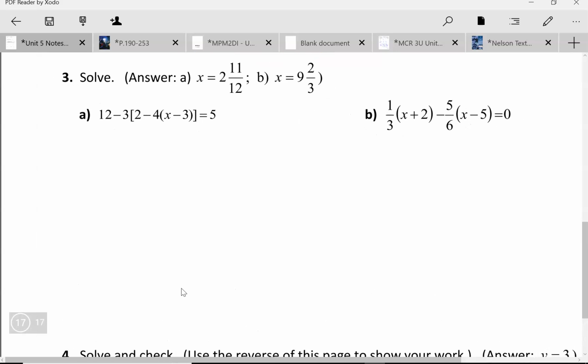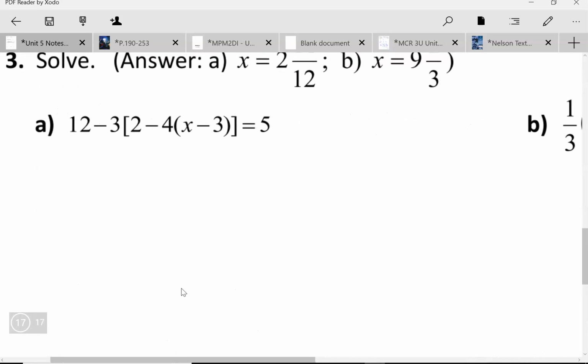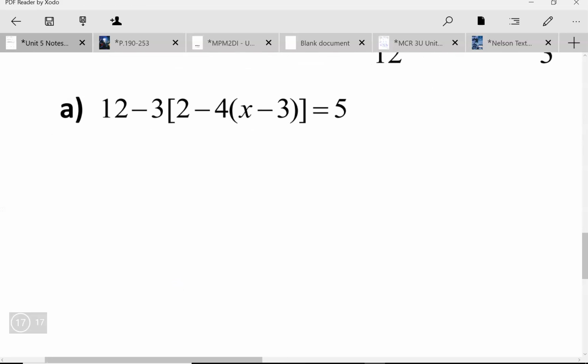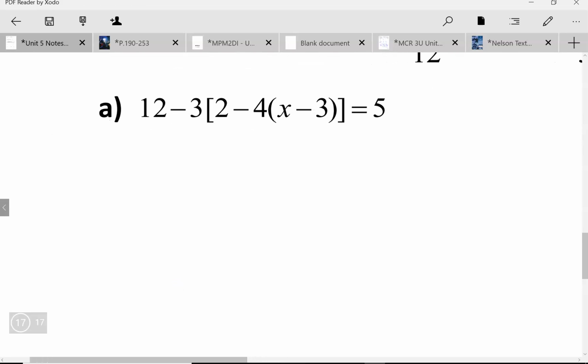Okay, let's take a look at this question. This is an interesting type of question. It looks like you have a whole bunch of operations on this side, and then that's just equal to 5. So you can do this in two ways. First way is to expand this left-hand side and make it simpler. So I'm going to do that one way.